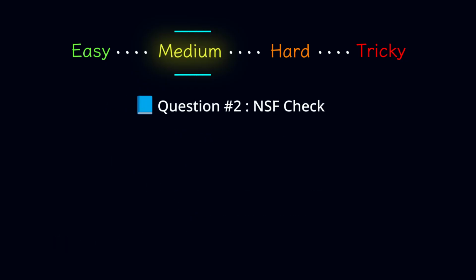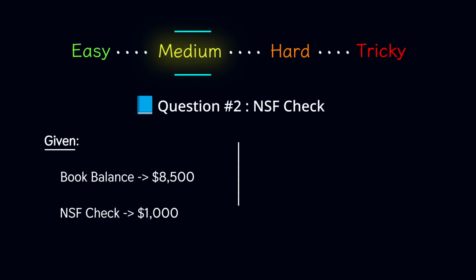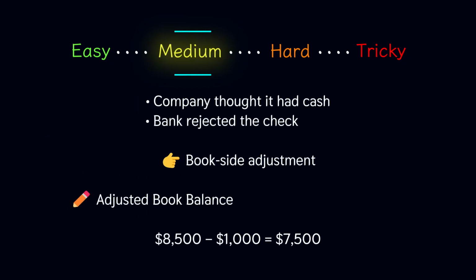Now let's do an NSF check. The book balance is $8,500. A customer's check for $1,000 bounced. The question asks for the adjusted book balance and the journal entry. Again, book side issue. The company thought it had cash. It doesn't, so we reduce cash. 8,500 minus 1,000 equals $7,500.